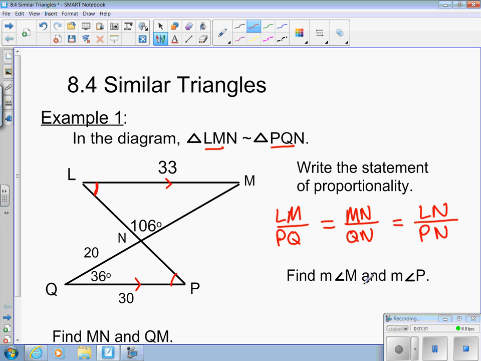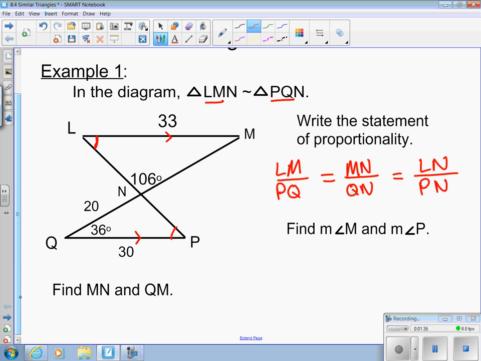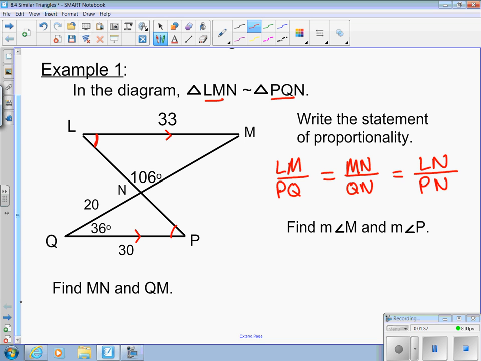The next question is find the measure of angle M and the measure of angle P. M is this angle, and it is corresponding to Q. If I look at Q over here, that's 36 degrees. So the measure of angle M also is 36 degrees. And if you notice, these lines are parallel. These are alternate interior angles. So therefore, they should be congruent to each other.